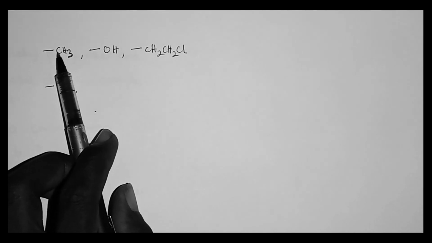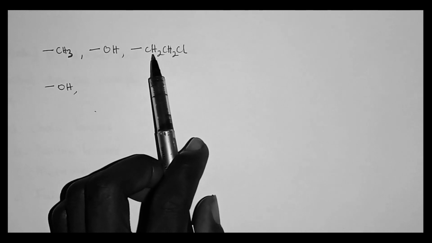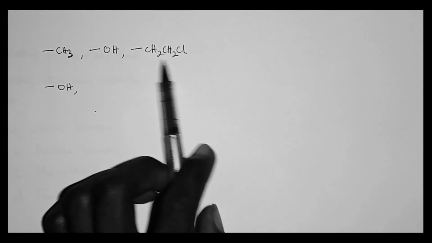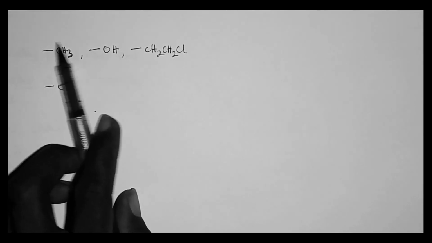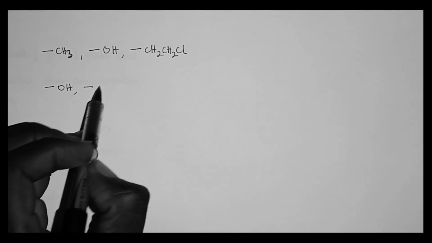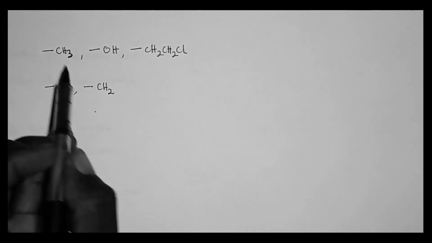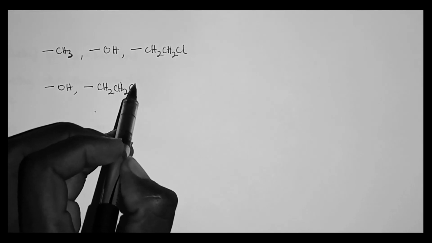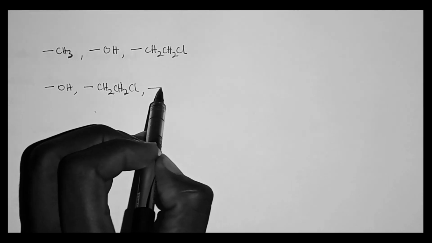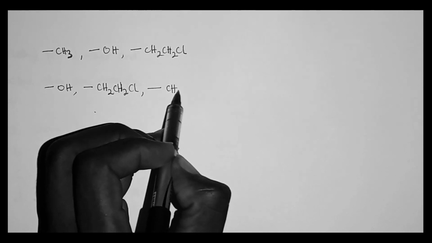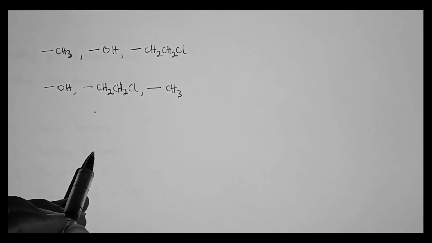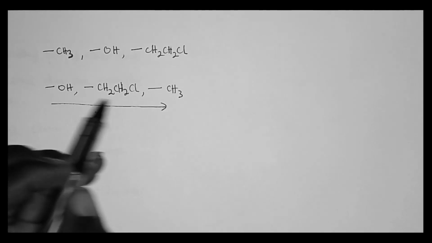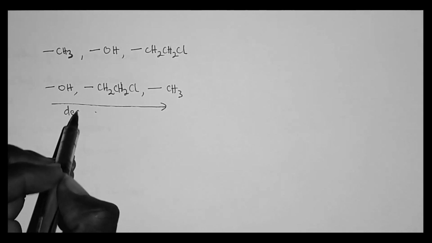So from the carbon, we go to 3 protons. However, from this carbon, we go to 2 protons and another carbon. So this group will have a higher molar mass than this group, and therefore that one will come second. The CH2Cl will come second, and then the last one will be the CH3. So this is in decreasing order of priority.